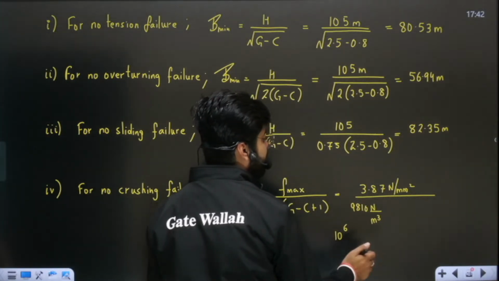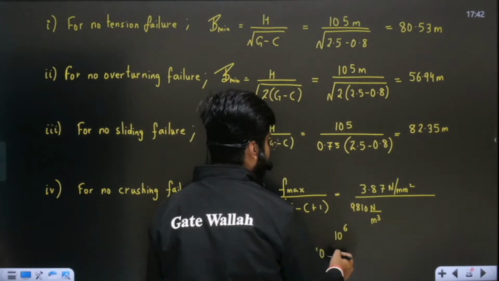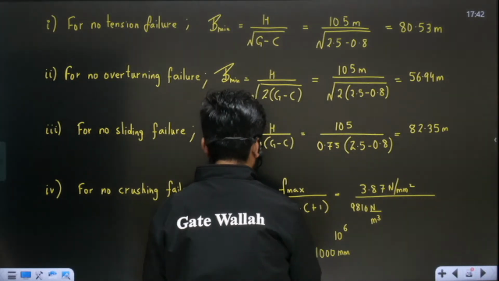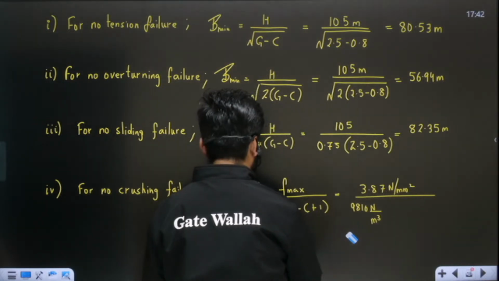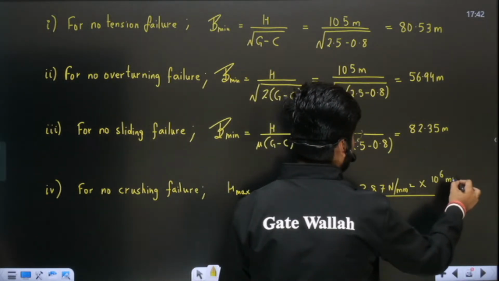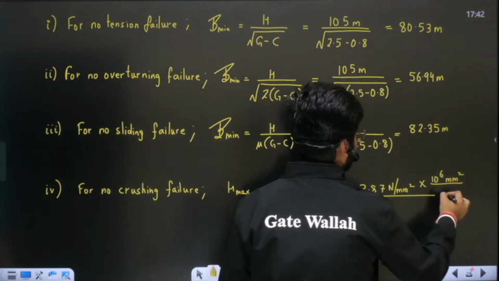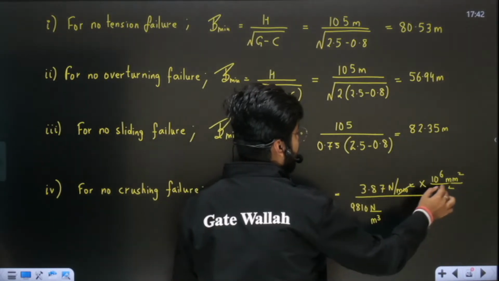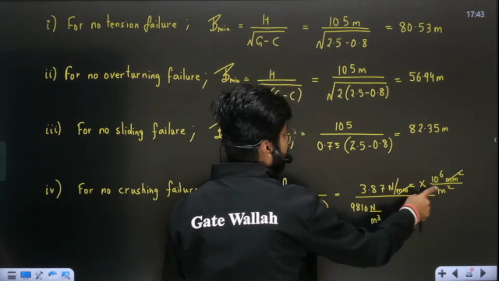It will be 10 power 6. Why? Because you know that in 1 meter we have 1000 mm. So we have to multiply this by 10 power 6, because 10 power 6 mm square are there in 1 meter square. So this mm square will get cancelled and the unit will be Newton per meter square.